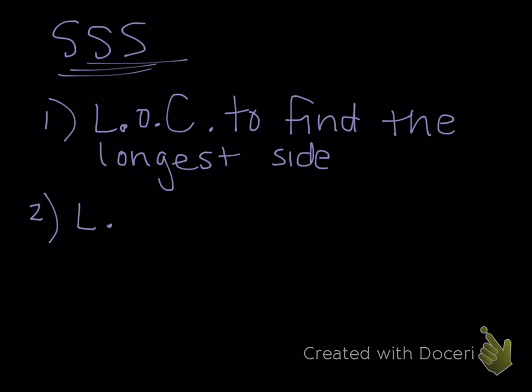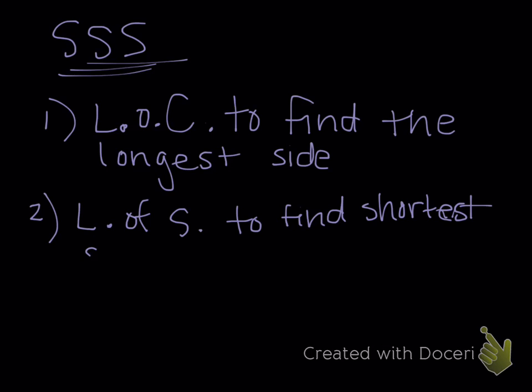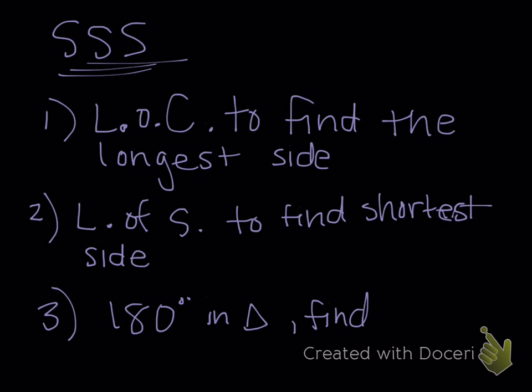Step 2, use your law of sines to find the shortest side. And step 3, there are 180 degrees in a triangle, find the remaining angle. So the key is for side, side, side, you find your biggest angle, you find your smallest angle, then you'll find the middle angle.